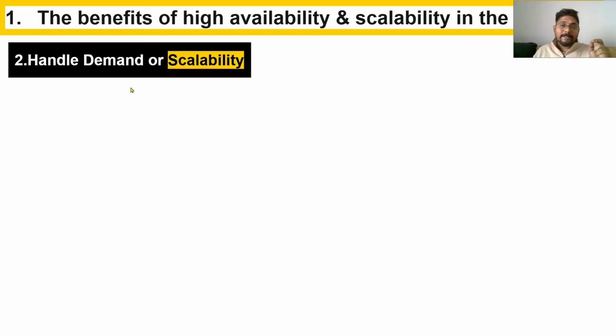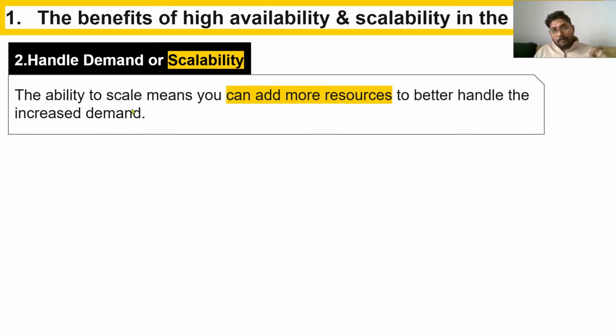Now let's look at the second point, which is scalability. Handle demand, or scalability. Now, what is scalability? The word means the ability to scale, which means you can add more resources. Only this highlighted word you remember. Scalability means you can add more resources to better handle the increased demand. So why are you adding or removing? To manage the demand. So add or remove, both things are there. That is called scalability.